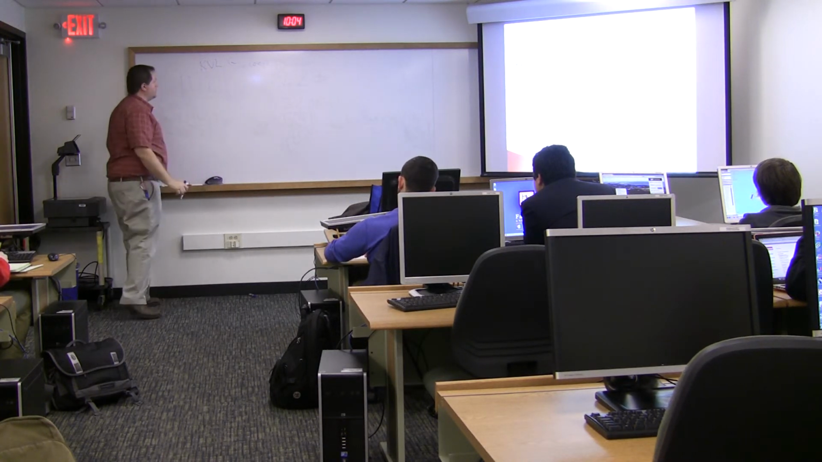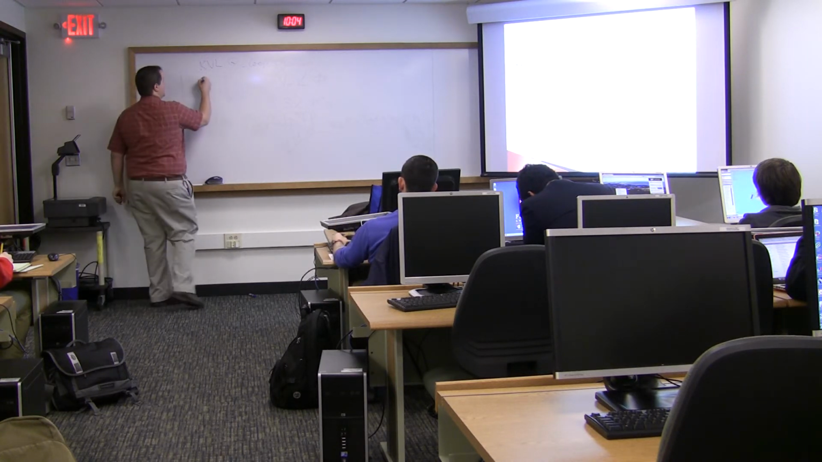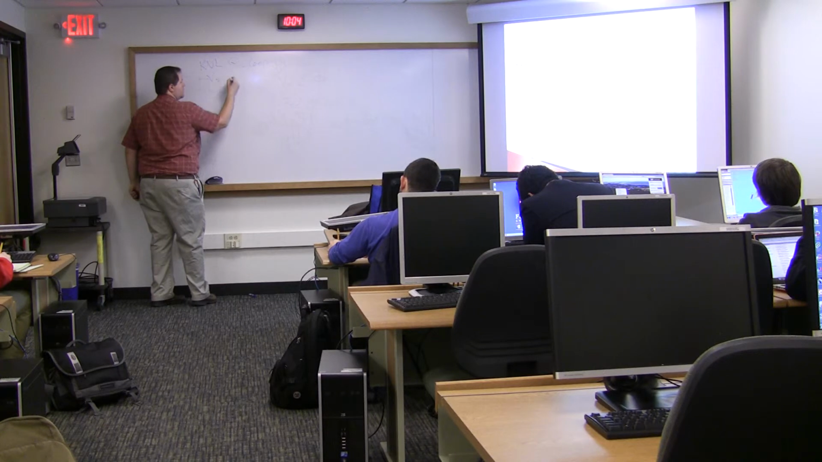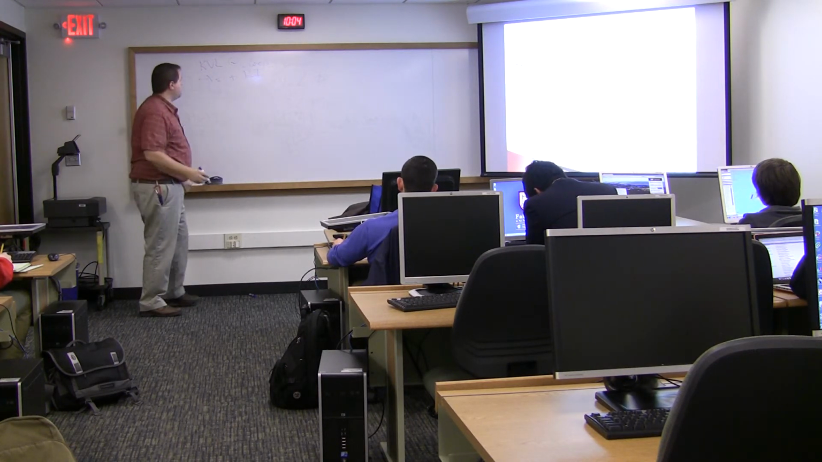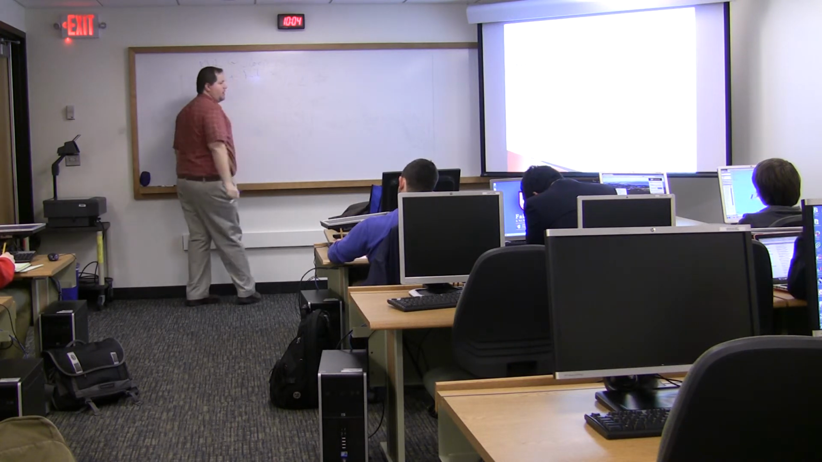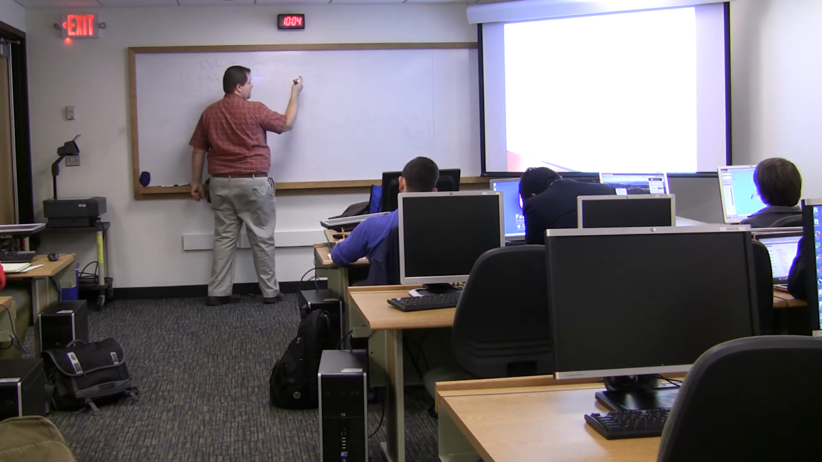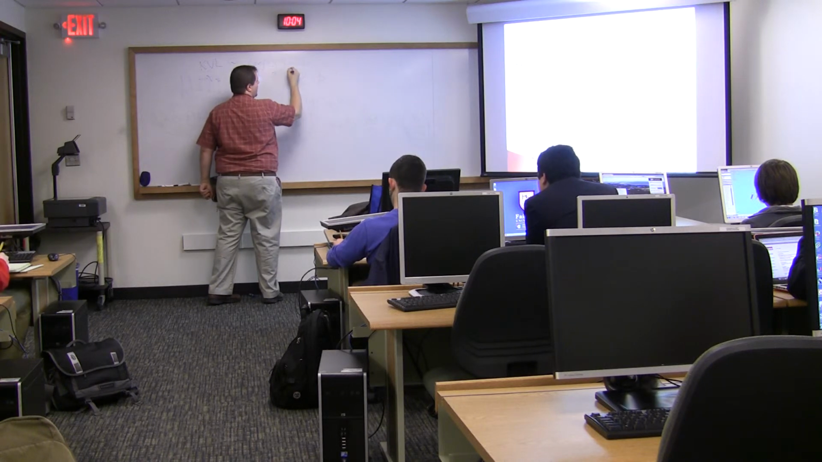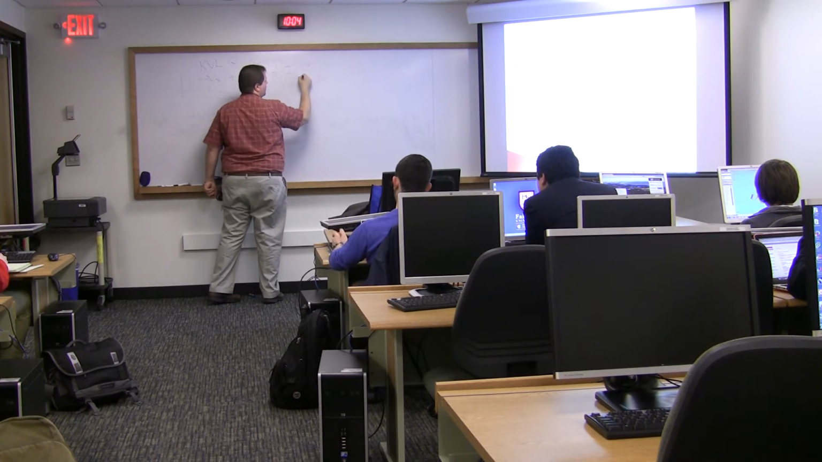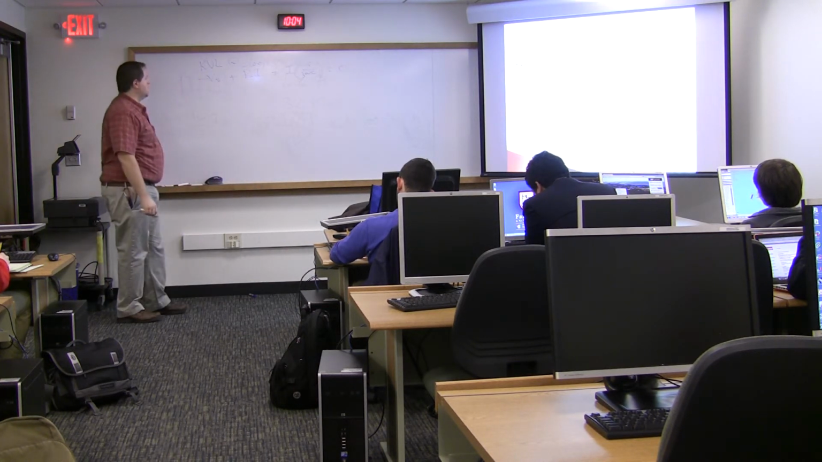Right, so KVL around the loop. I'm going to start in this lower left-hand corner. I get negative Vs plus R I, right, if I have a current in the loop, plus I times j omega L, plus I times 1 over j omega C equals 0. Right? And I can now solve this for I.